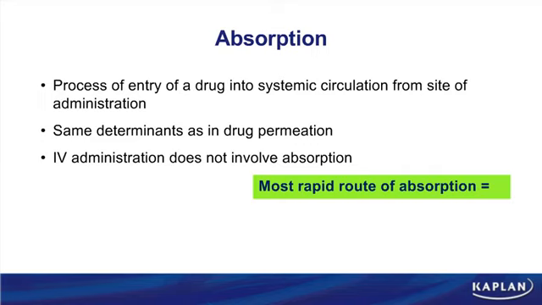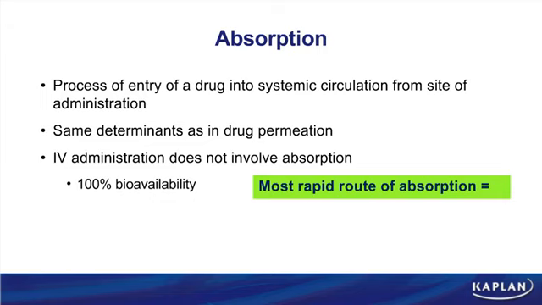So what is the most rapid route of absorption? It's inhalation. When you think about all those alveoli, how close they are to capillaries, that's a very rapid route of absorption. There are plenty of other routes that are fairly rapid as well. If you think about the sublingual route, how we take nitroglycerin, that's a very rapid route of absorption as well. Of course, if you take a drug IV, it's 100% bioavailable. It's all in the blood.